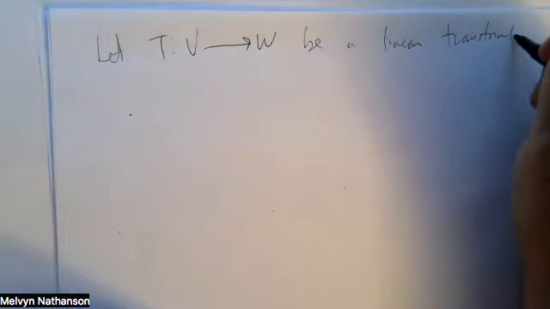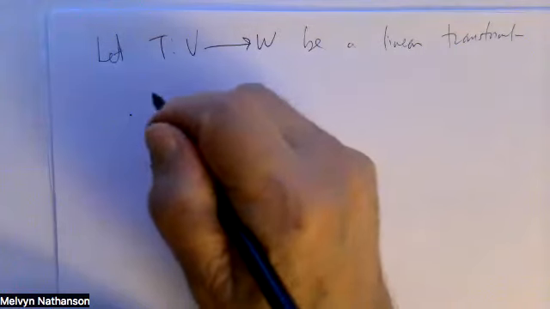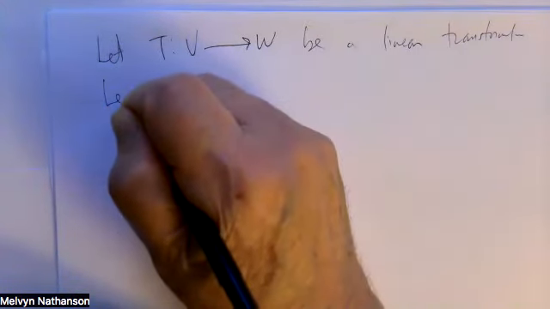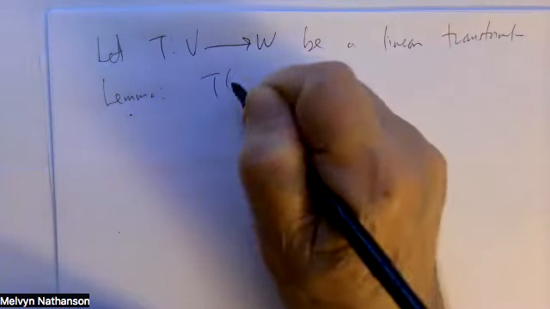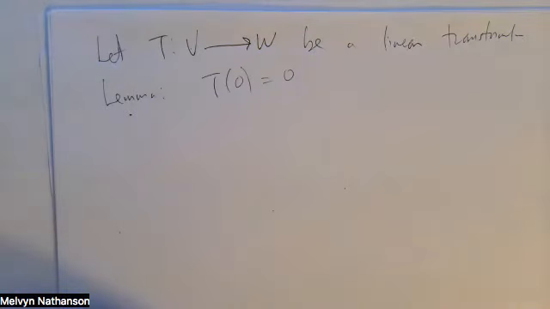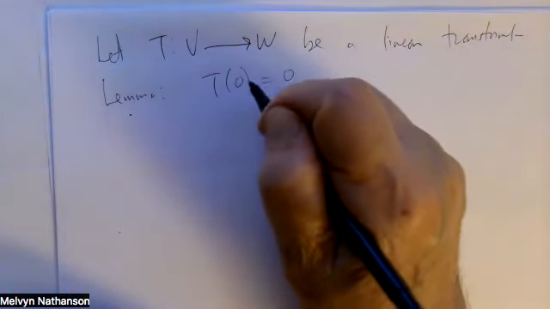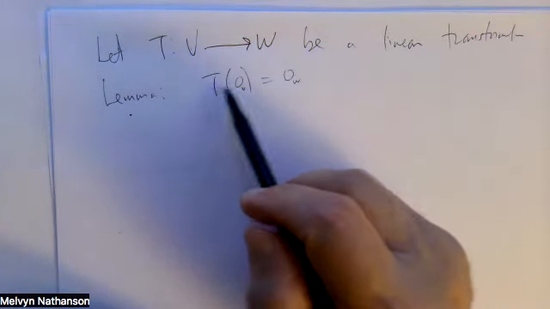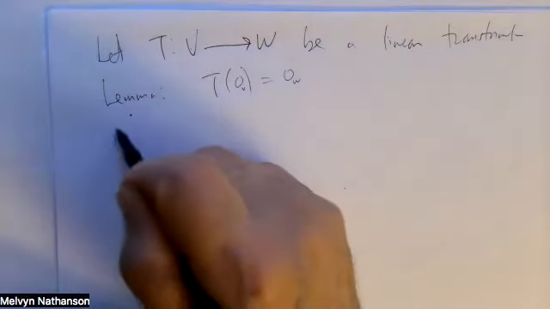So let T from V to W be a linear transformation. I claim T of 0 is 0. Let me write this as a little lemma. If you apply T to the 0 vector in V, you get the 0 vector in W. Just to emphasize this, I'm going to write a subscript V and a subscript W. Take the 0 vector in V, T of that is the 0 vector in W.